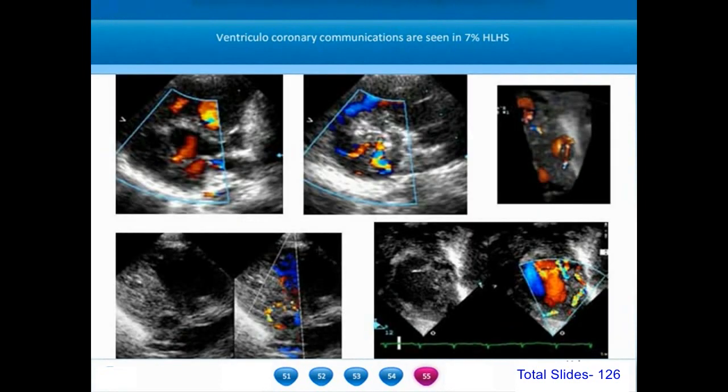Ventricular-coronary communications may be seen in a very small proportion of children with hypoplastic left heart syndrome. These are examples of echocardiogram of patients with left ventricle to coronary communications. You can see that there is color flow through the left ventricular myocardium from the LV cavity towards the epicardial coronaries. And whenever these ventricular-coronary communications are abundant, they are associated with very poor prognosis.